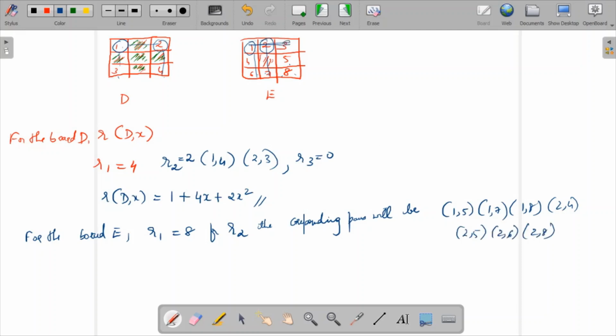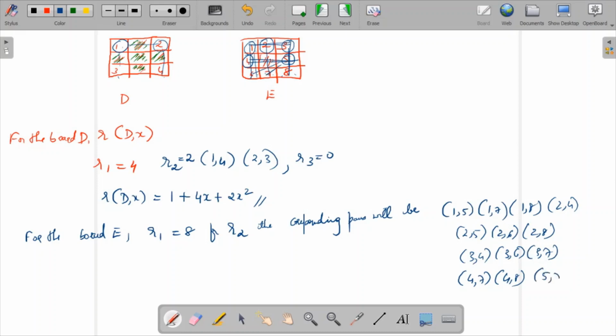Similarly, when you come to 3, some are not considered, but 3, 4, 3, 6, 3, 7 will be considered. Now 1, 2, 3 is done. Coming to 4, this row and this is not considered, only with this, so 4, 7, 4, 8. When you come to 5, this is not considered, so 5, 6, 5, 7.